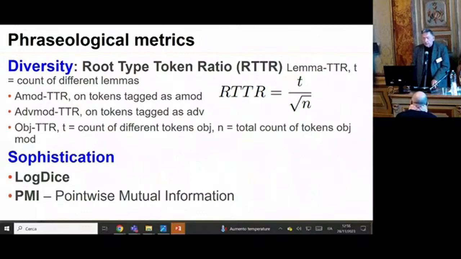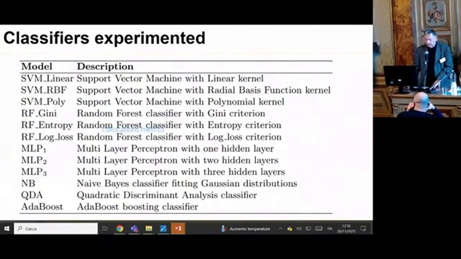As I said before, we have considered diversity, sophistication in log dice and PMI metrics. These are the 12 classification algorithms we have considered, divided into three main classes: support vector machines, the first three; random forest, the second three, with Gini, entropy and log loss; multilayer perceptron; and ensemble classifiers like quadratic, AdaBoost, and tree-based classifiers.